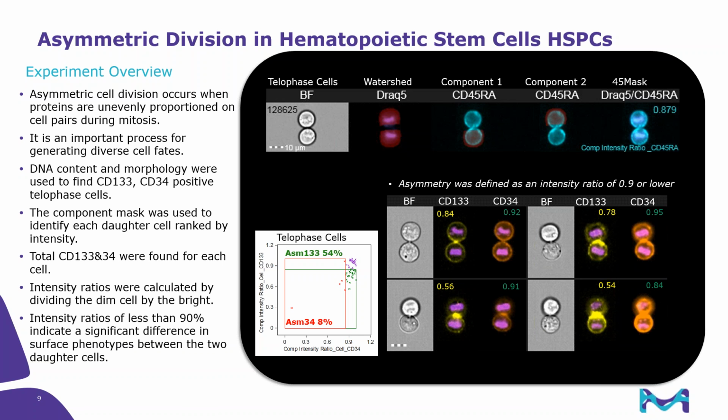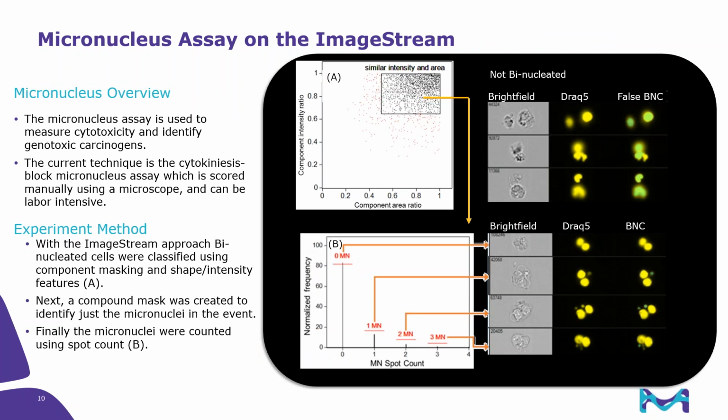In IDEAS, that allows you to create a compound feature called the intensity ratio that compares the brightness of one cell versus the other, and allows you to set up that ratio so that you can go in and gate on cells where there's one daughter cell that's brighter for a certain surface marker than the other. And it allows you to characterize and quantify asymmetric division.